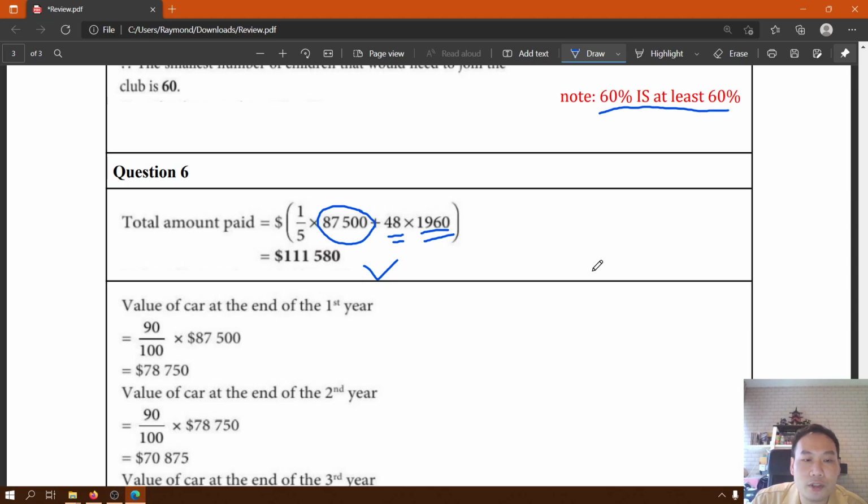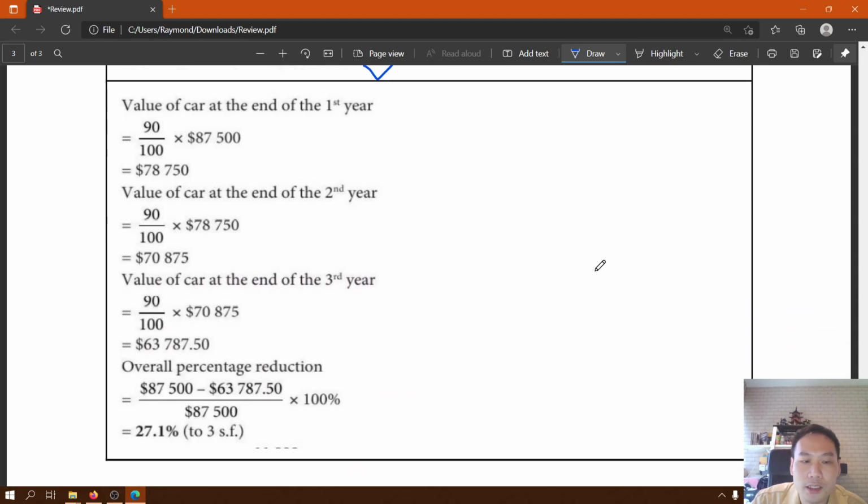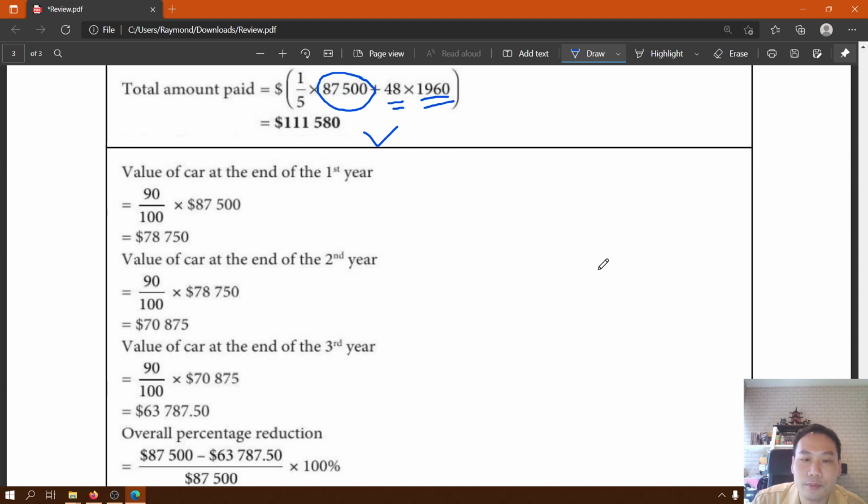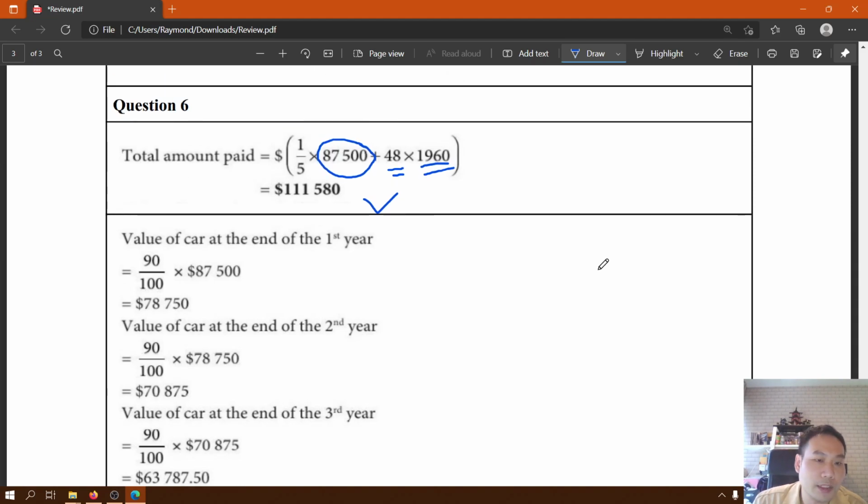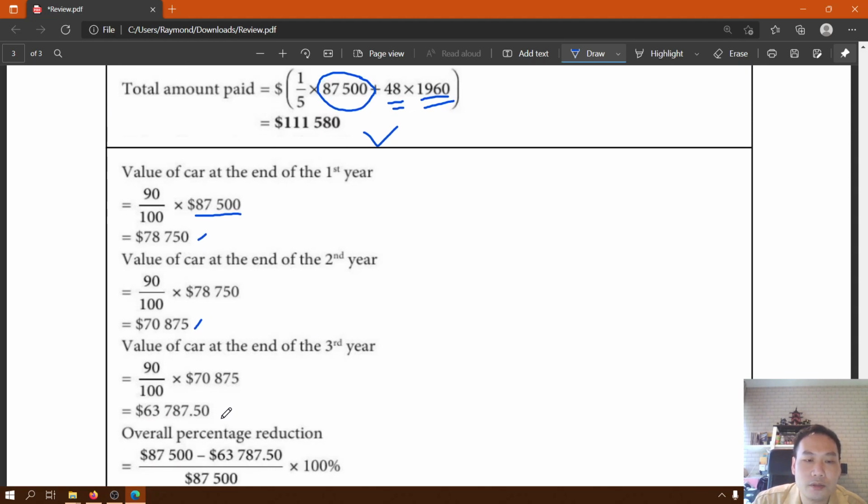Right. Second part of the question asks us to find the percentage reduction, right? Because the value of the car actually dropped year on year. So the original value is this. We already established that. So 1 year later, depreciate by 10%. That means the value is now only 90% of the original. So this is after the first year, and then we do it again after the second year. We do it again after the third year. So after the third year, this is now the value of my car, right? The car was from this. Three years later, this is the value.